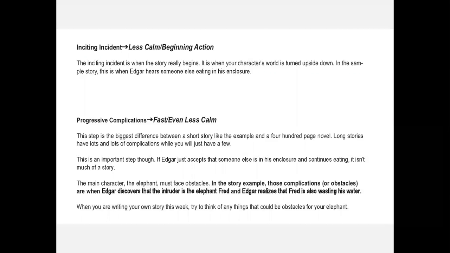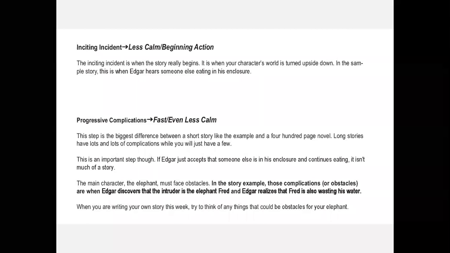All right, so then they go into the inciting incident. And this is where it's less calm and it's beginning to have action. The inciting incident is when the story really begins. It is when your character's world is turned upside down. In the sample story, this is when Edgar hears someone else eating in his enclosure. So it's less calm, but they haven't had an encounter yet, right?